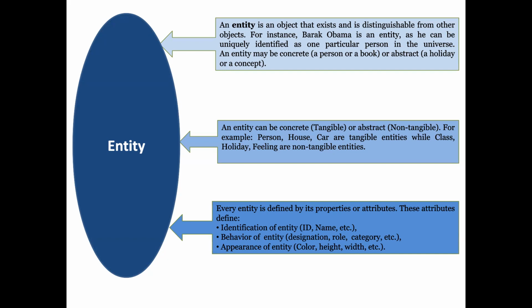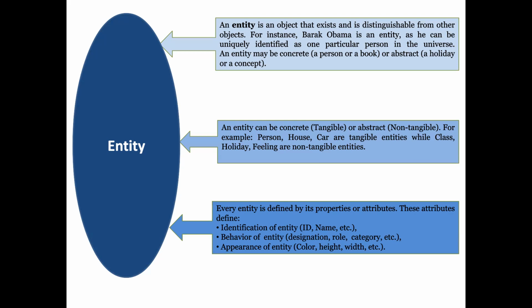So entities are defined by different attributes. Identification plus behavior, you'll find these two sets of attributes with nearly all entities. The third one, appearance, is needed only when you require physical features. It is like you are working with a tangible or non-tangible entity, but you need some physical appearance. So appearance-based attributes are optional. It is not compulsory, but the first two are compulsory.